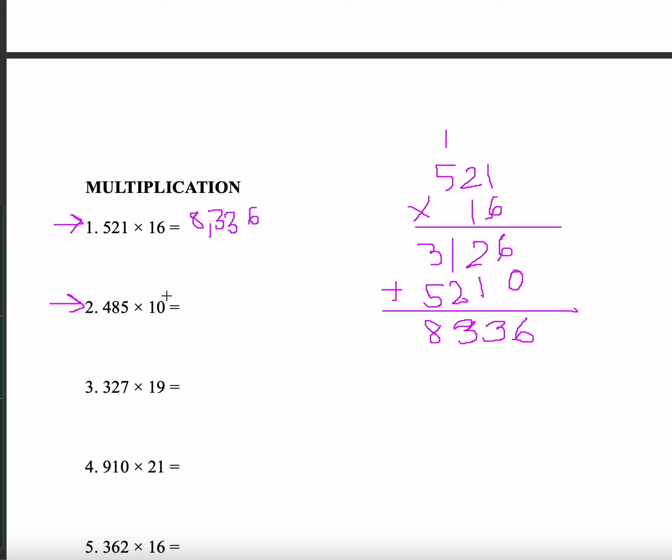So we have a 0, so we can cross that out for now, and we know 485 times 1 is 485, and then we can always add back that 0. So we get 4,850.